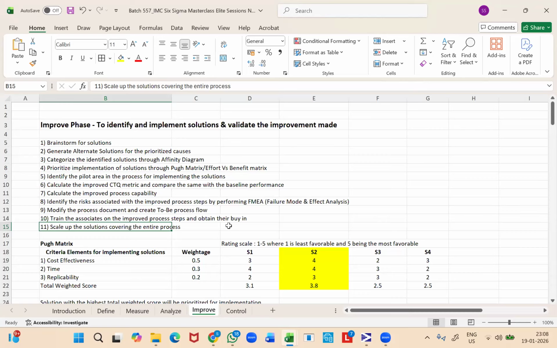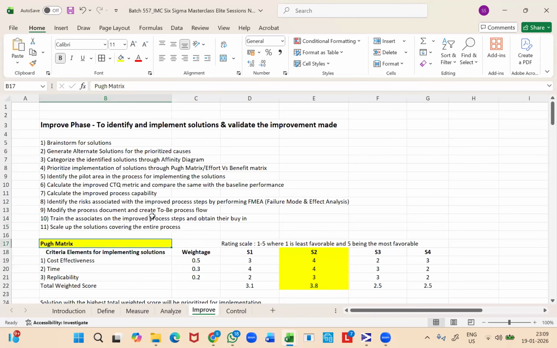And then as part of the black belt specific curriculum, we are going to look at a very special concept under improve phase called design of experiments. In short, it is referred to as DOE, right? So these are the various tools that we'll be looking at as part of the improve phase. So first we will look at the Pew matrix, right?